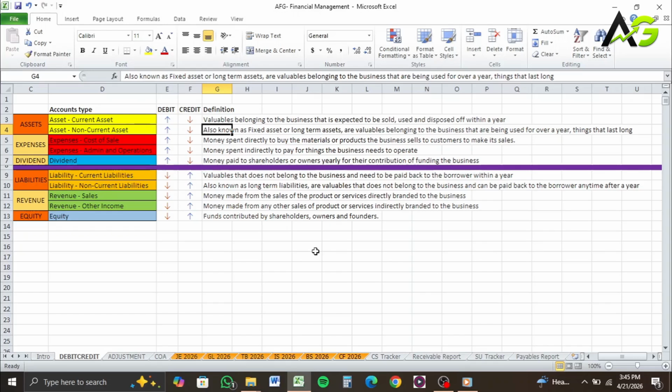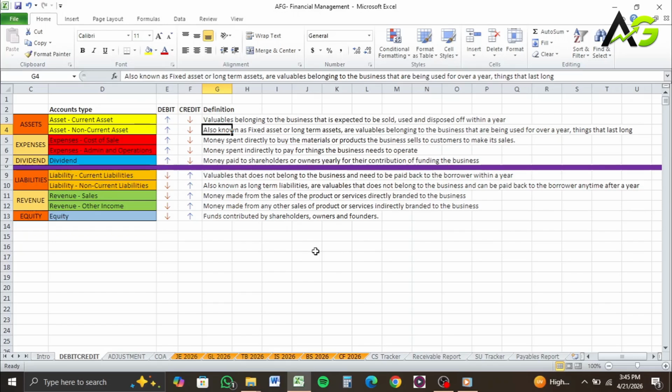And the cash flow is just to show how cash in the company has flowed. You just want to know whether you have been using your cash properly or you have not been using it properly. That is what the cash flow will show you. Okay, and I'll teach you all these things. But first, let's start with all these accounting terms that you can see here.